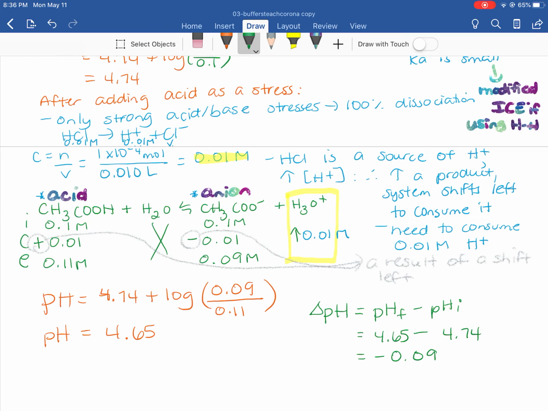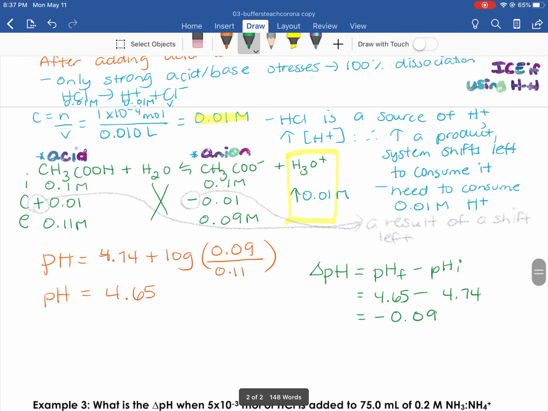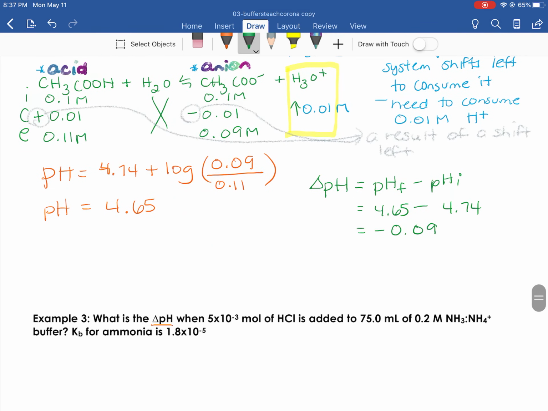And again, if you continue in chemistry, you'll look at a way to calculate buffer capacity. But here we're just looking at whenever it says to do the change in pH, then you have to do a before and an after, or a final and an initial. And you have to look at a stress. So it's sort of 50-50. You either have a weak acid or a weak base buffer, and you're either adding a strong acid or a strong base as the stress. Okay?